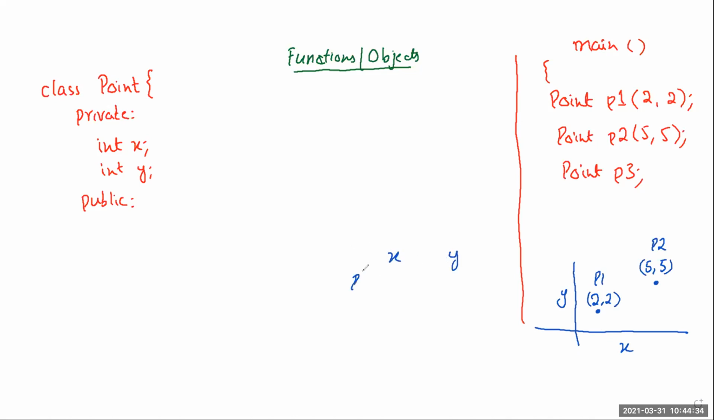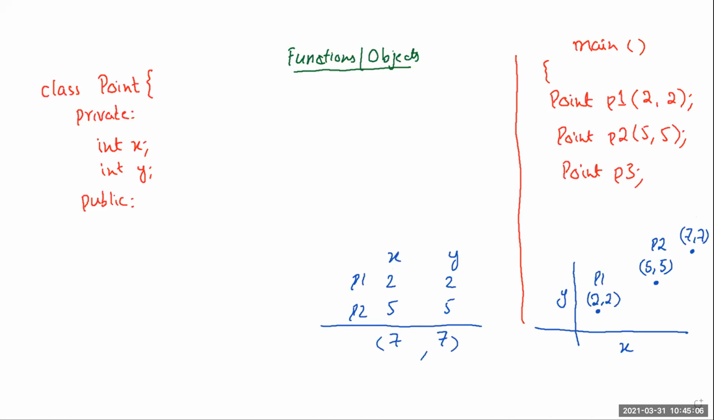For P1 we have this, for P2 we have this. So you know, when you add points, what you actually do is you add x components together and y components together. So it means I will get 7, 7. And this 7, 7 is itself a point, right? Maybe somewhere here. This is 7, 7. So the conclusion is that when you add 2 points, the answer is also a point, which is logical.